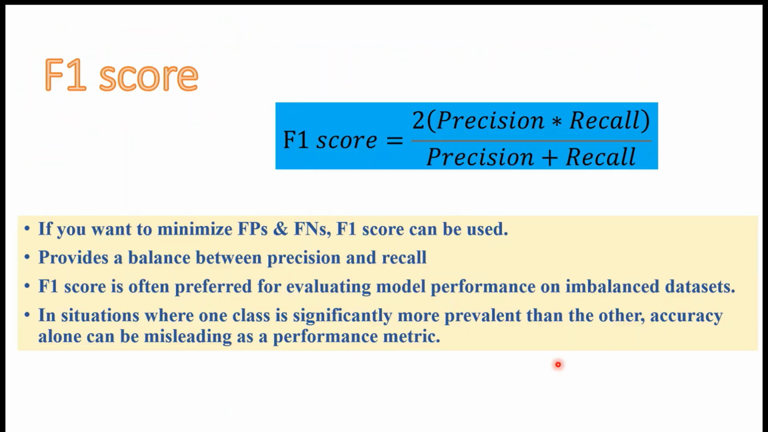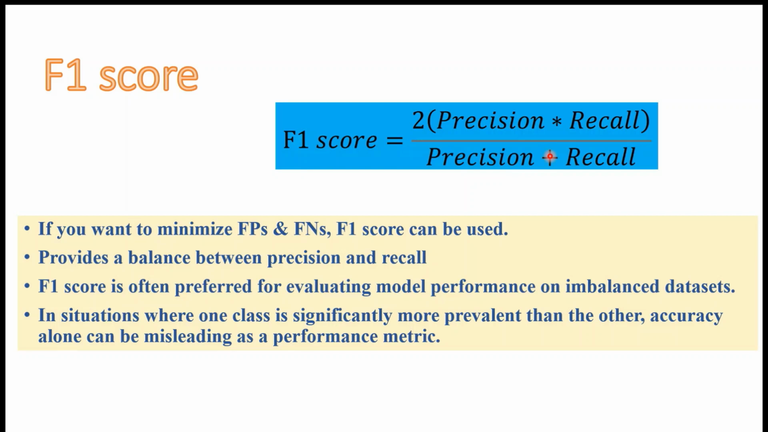Now, if you want to minimize both false positives and false negatives, then the F1 score can be used, because if you look at the mathematical equation for this, it comprises precision and recall. So it provides a balance between precision and recall, and mainly when you have an imbalanced data set, when one of the classes is more prevalent than the other, then also you can go for the F1 score. Accuracy score may be misleading in this case, but the F1 score will be better. So therefore these three metrics are very, very important.